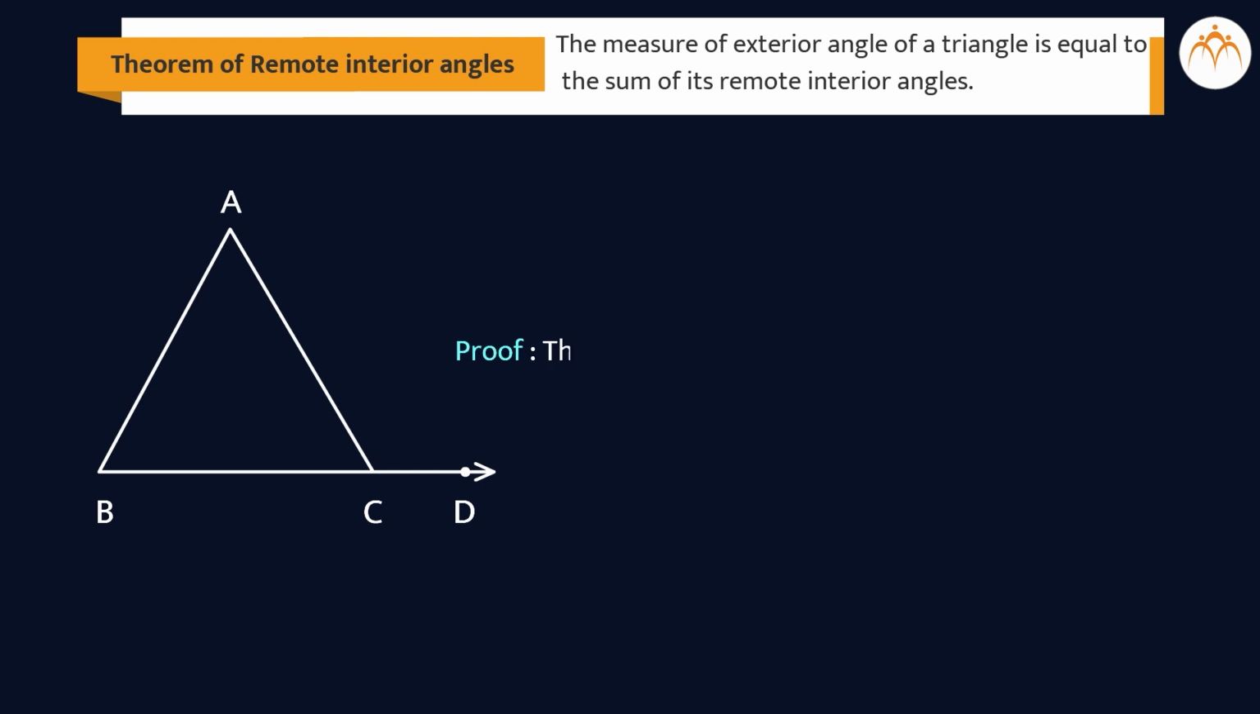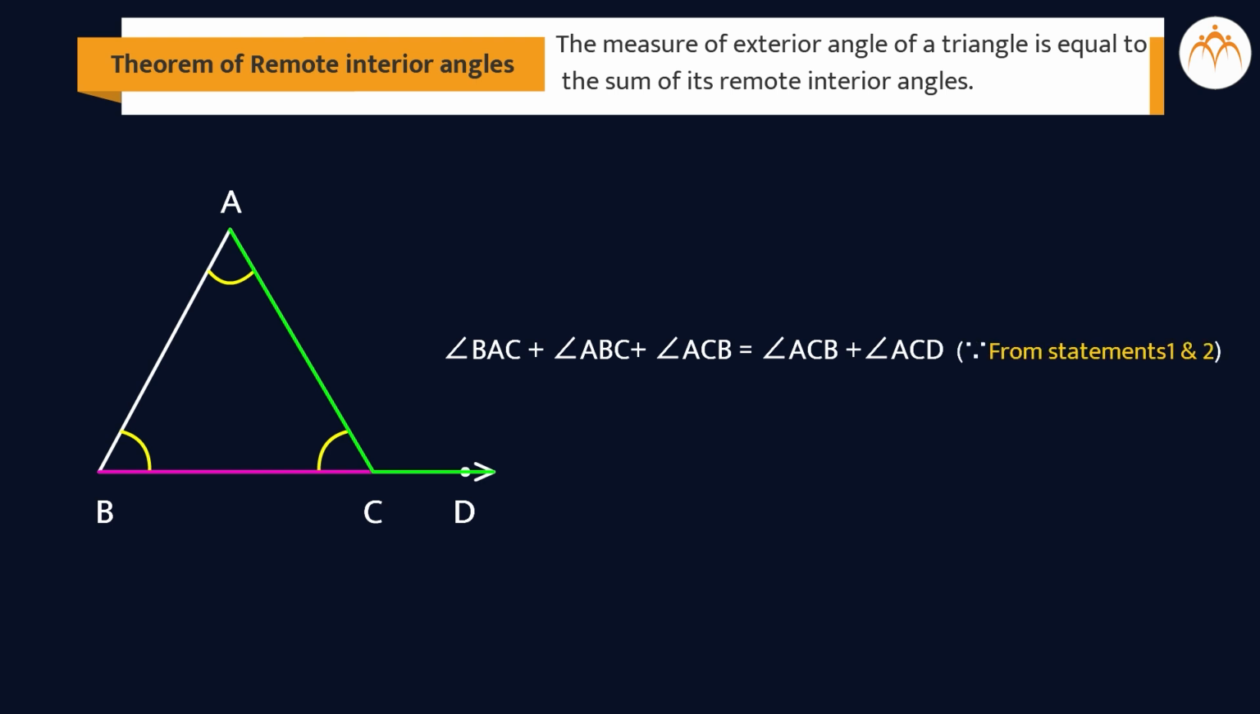Proof: the sum of interior angles of a triangle is 180 degrees. Therefore, measure of angle BAC plus measure of angle ABC plus measure of angle ACB is equal to 180 degrees, statement 1. Also, measure of angle ACB plus measure of angle ACD is equal to 180 degrees. Reason: angles in a linear pair, statement 2. Measure of angle BAC plus measure of angle ABC plus measure of angle ACB is equal to measure of angle ACB plus measure of angle ACD. This comes from statements 1 and 2.